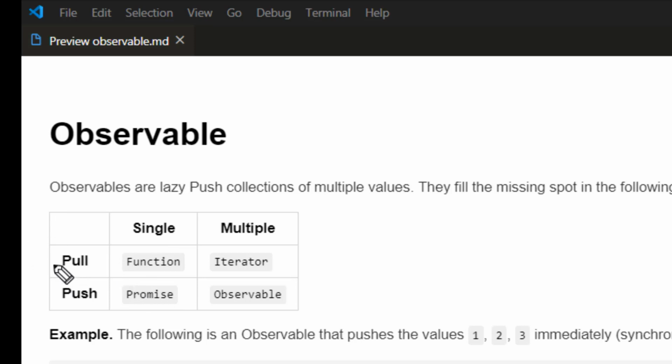Just to give you a bit of the concept, they're saying there are two types of systems: pull-based systems and push-based systems. Push-based systems are like promises or observables, and pull-based systems are like functions or iterators. What does that really mean? It's really important to understand this concept. Once you get this concept, you will understand observables in a way better way than even most experts.